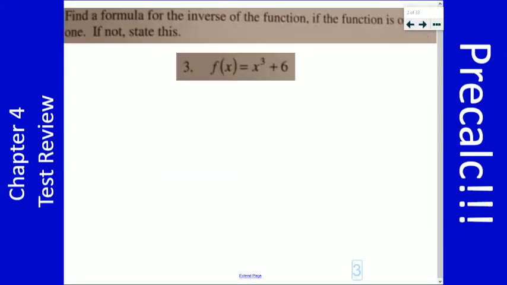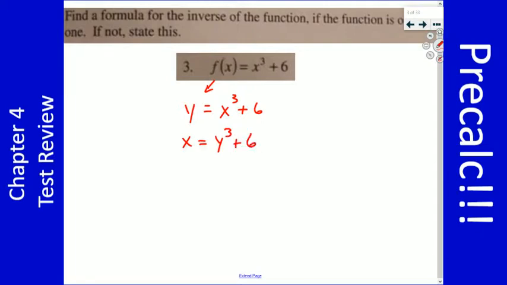Moving on to number 3. Find a formula for the inverse of the function if the function is 1 to 1. If not, state this. This function is 1 to 1, so I'll show you how to find the formula of a 1 to 1 function. So first we take f of x and make it a y. Y equals x cubed plus 6. Whenever we find the inverse, we switch x and y. So we're going to take every y and replace it with an x, and every x and replace it with a y.